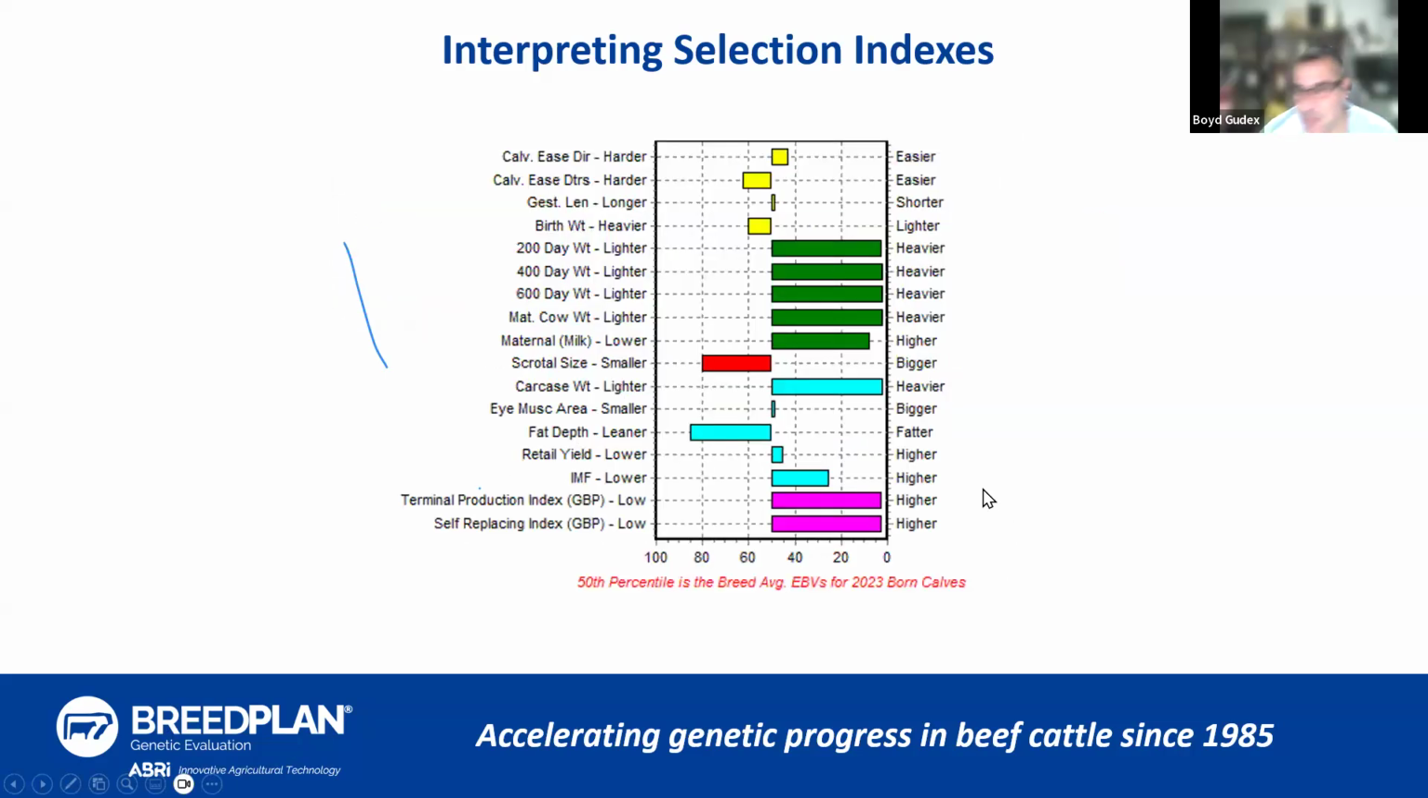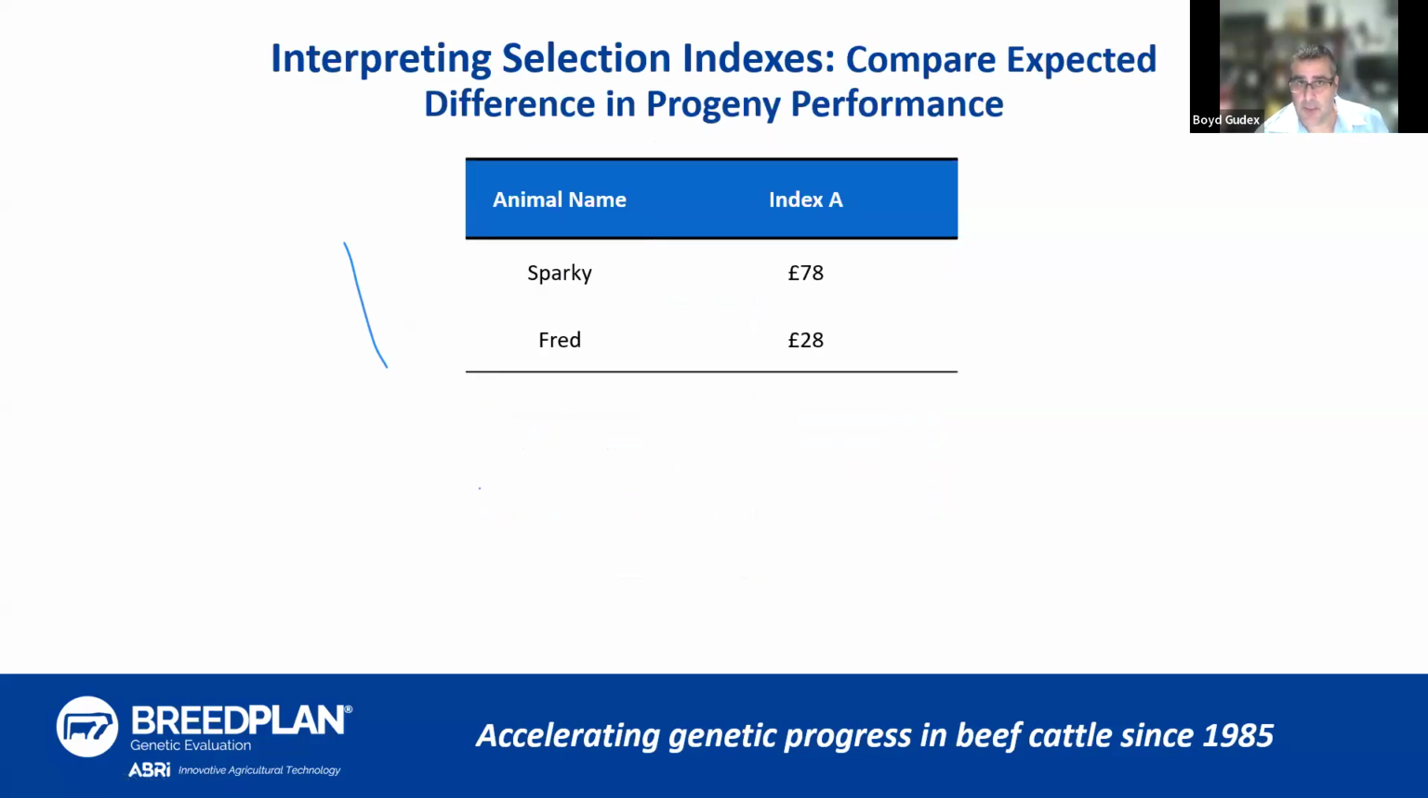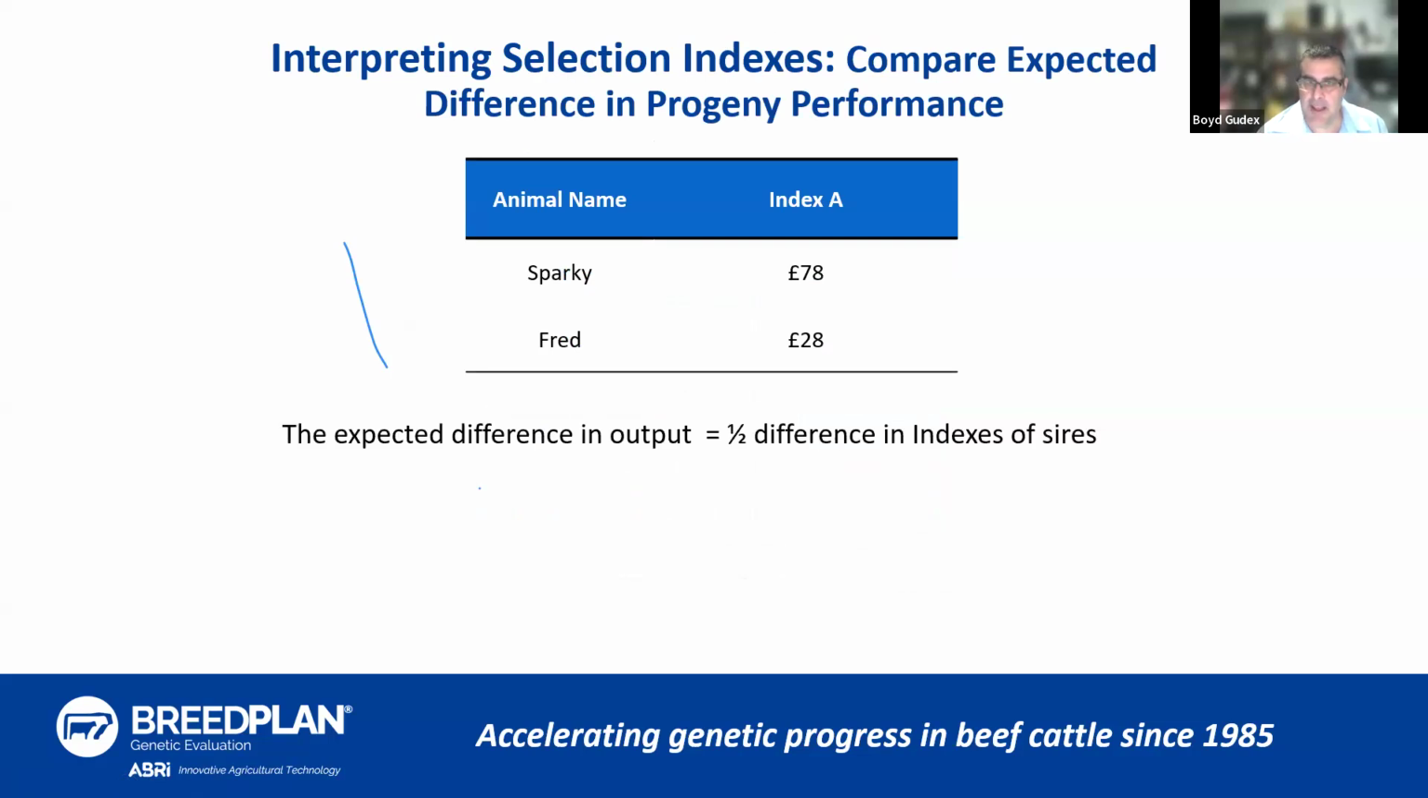Back again, and with now can see. And likewise, we can use the EBV percentiles graph just like we do for EBVs as well. So again, this bull is right up the top end of both indexes on that graph. So if we're comparing the expected difference in progeny performance between Sparky and Fred, Sparky has an index value of 78 pound and Fred of 28 pound.